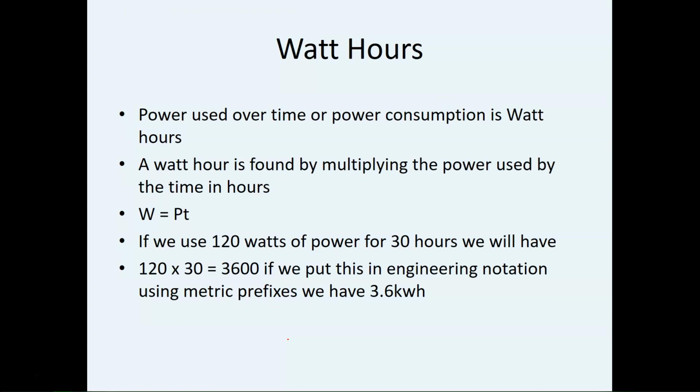So we use power over time. You don't get a 75-watt light bulb and that's all you're using for, let's say, an hour. Most of the time we tend to put light on and we like to have light in our house. So how long that light bulb is used in the fixture and how long you leave it on, that's power consumption. So power used over time is in watt hours.